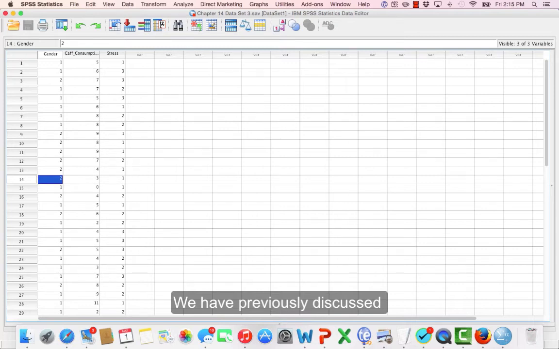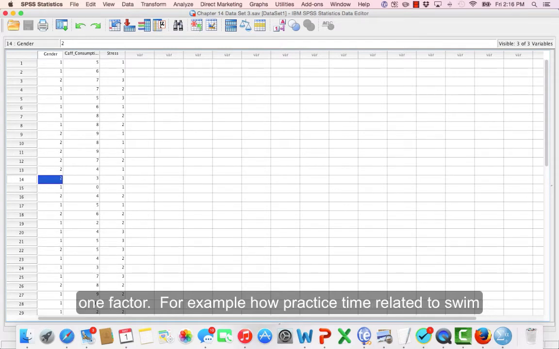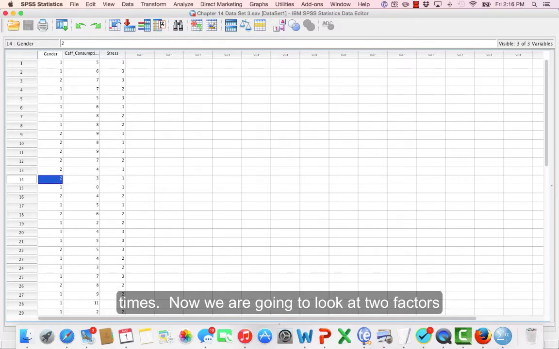We previously have discussed how to run an ANOVA table when considering just one factor, for example, how practice time related to swim times. Now we're going to look at two factors and also consider the interaction between factors.